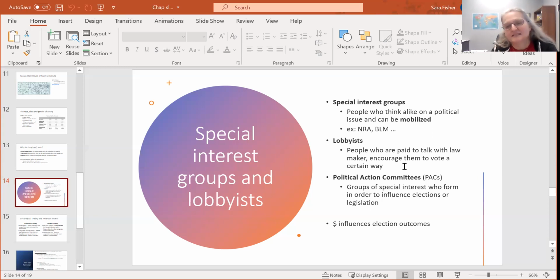A lobbyist is someone who is paid professionally to, you might think of, wander around the lobby of the State House. So special interest groups, if they are formalized, can pay a lobbyist, they can pay someone to go to Topeka and to speak to the senators. So you don't have to, right?